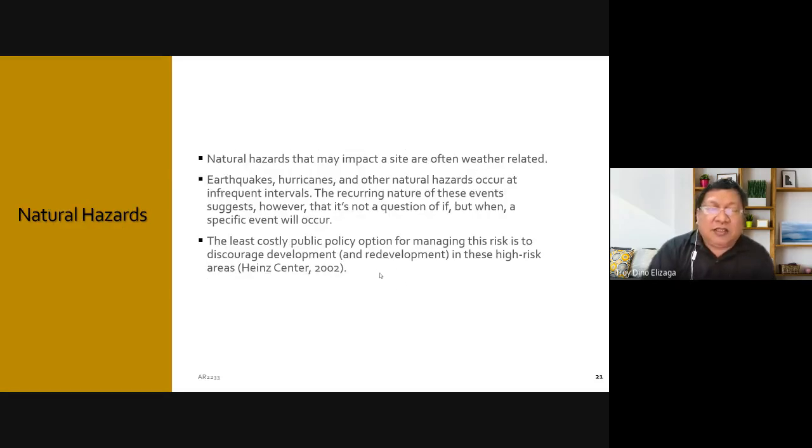Another constraint is natural hazards. Most of the time this is weather related, but there are also those which are not weather related, like earthquakes. The recurring nature of these events suggests, however, that it's not a question of if, but when a specific event will occur.